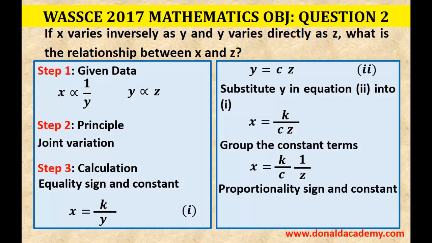Next, we are going to introduce the proportionality sign and then eliminate the constant terms. So we are having x to be equal. So instead of writing the equal sign, we are going to replace it with the proportionality sign. So proportional to, our constant term in this case is k over c. So we need to remove it. And after removing it, we'll be left with 1 over z. So our answer is x proportional to 1 over z.